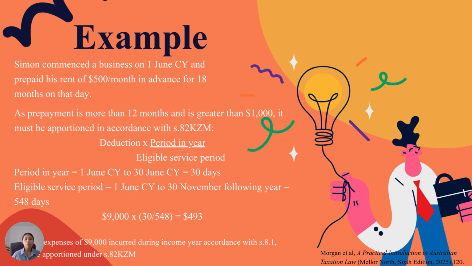The formula outlined below uses the deduction multiplied by the period in year, which is 30 days, and then divided by the eligible service period, which is 548 days. As you can see, the rent expense of $9,000 is incurred during the income year in accordance with Section 8-1 allowable expenses, but it is apportioned under Section 82KZM.